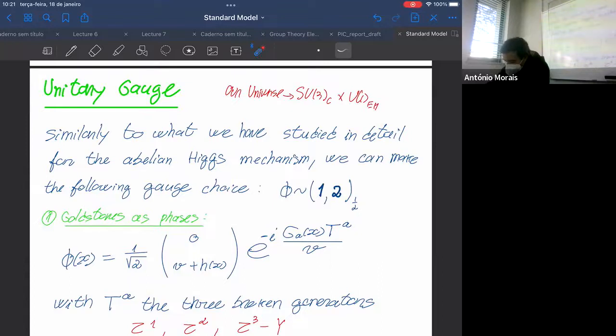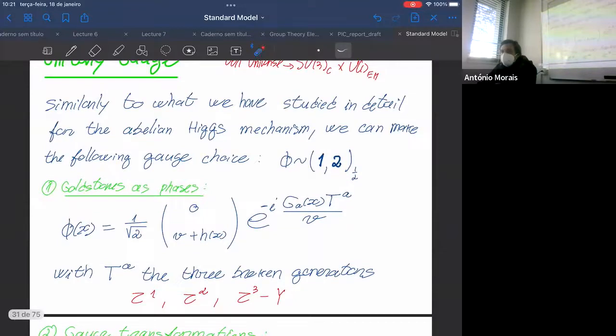So first of all, you can put the three Goldstones as a phase. Previously, you did it with only one Goldstone as a phase, which was a simple thing to understand. Now you put the three of them here, and you have these T^A generators here. What are these T^A? These are the generators that break, not preserve, the electroweak symmetry, because these are the ones associated to the Goldstones, and the Goldstones are attached to the broken generators.